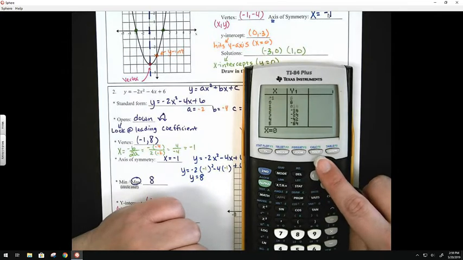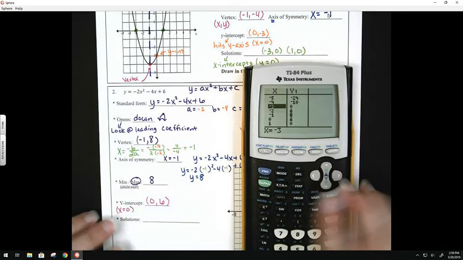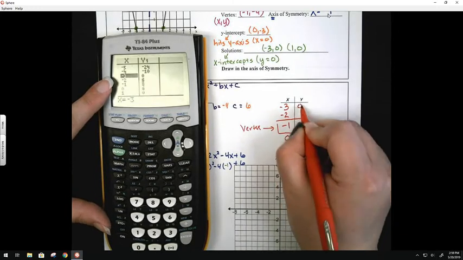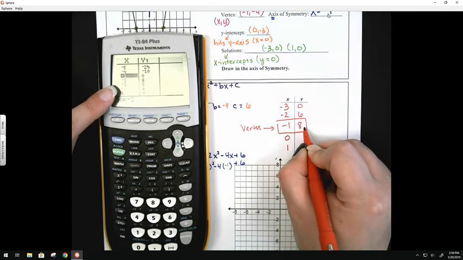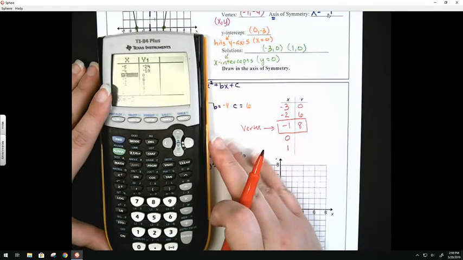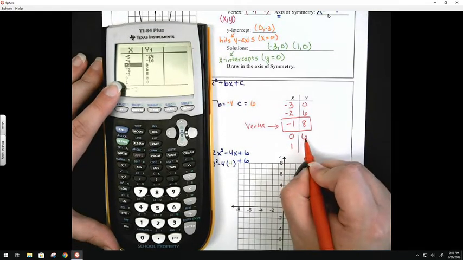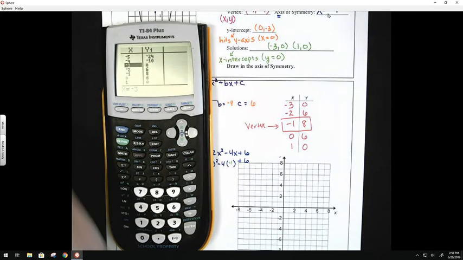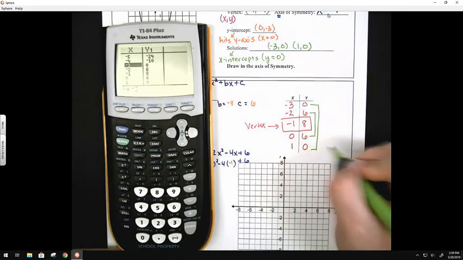So we need to pick the ones that we wanted. So let's see, here we go. -3 in our calculator gives us 0. -2, we have a 6. -1 is 8, which is good. It means we found our vertex correctly. If we plug in 0, we get 6. And if we plug in 1, we get 0. So remember, because of that axis of symmetry, these values should match over.